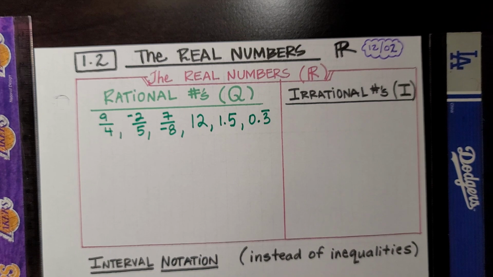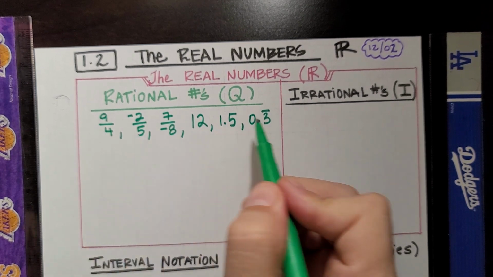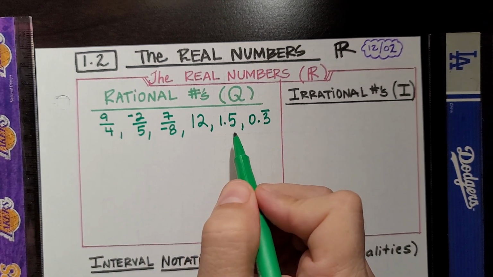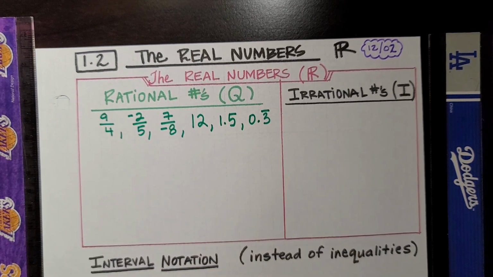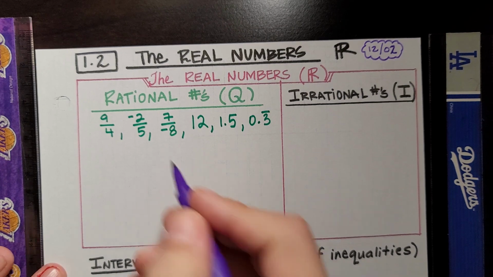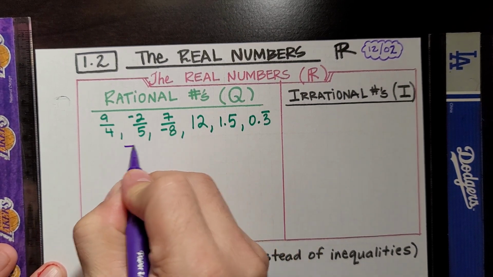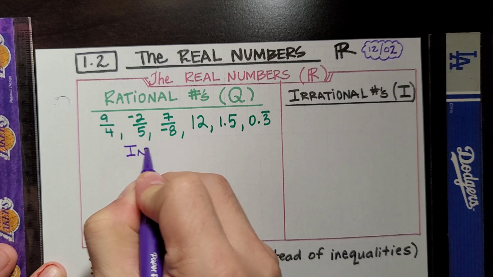All right, so that is a list of all the rational numbers. How many rational numbers are there? An infinite amount of rational numbers. Too many to count, more than the stars in the sky. Next, we'll talk about a subset of these rational numbers. And the first subset that we're going to talk about are integers.